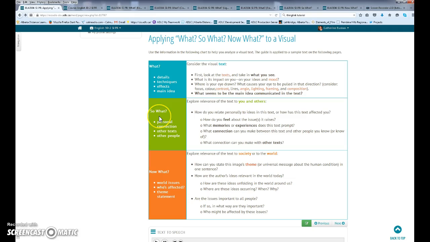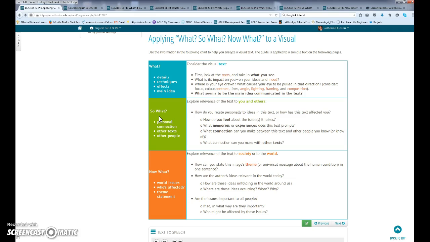The second section is the so what section. And this is where you connect personally, either in your own life or to people you know, or people you've read about or heard about, or even to other texts that you've seen or read, like films, other visuals, books, things like that. Sometimes in the so what section you can connect just to the issues that it raises, even if it doesn't directly relate to your life, and that's considered a personal connection as well.